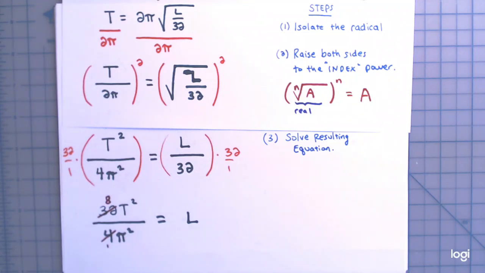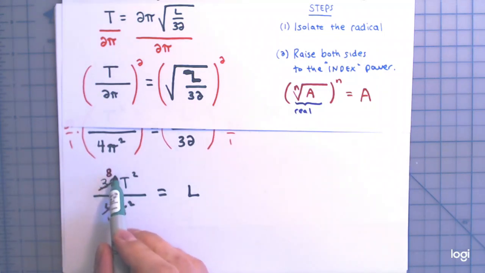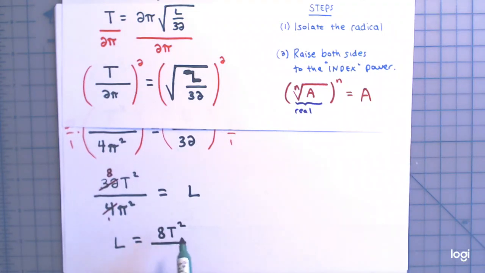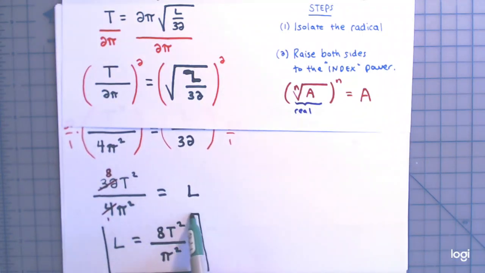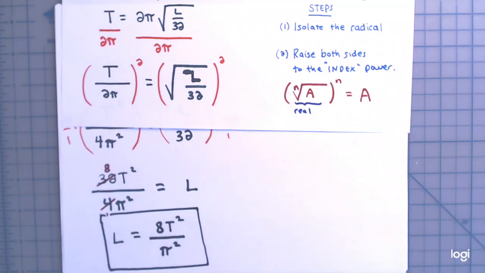Alright, so when L is finally solved for, I'm going to switch sides here. We have L equals this fraction where you have 8 times t squared divided by, and then in the denominator, pi squared. And there you go, right? L is solved for right here. So that was part A.